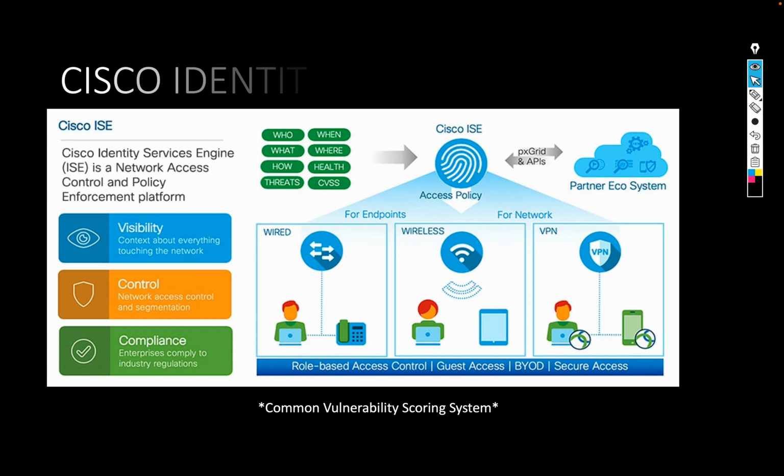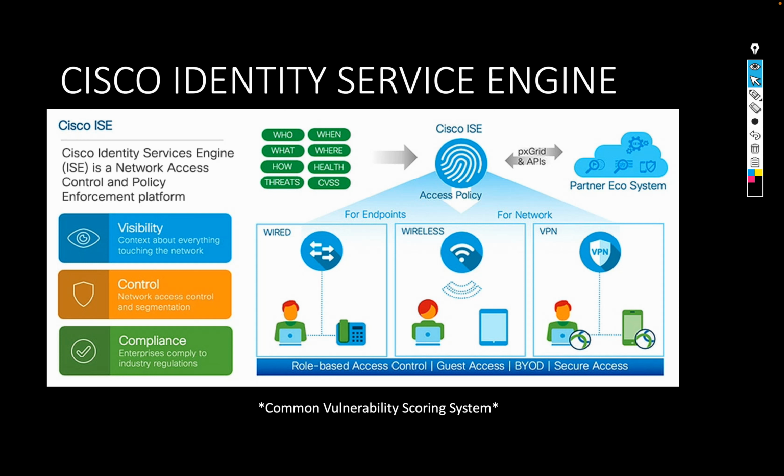So what is ISE? ISE is a network access control and policy enforcement platform. It uses the AAA model to identify who, when, what, where, and how, and to identify the threats. It also has some integrations to get the Common Vulnerability Scoring System information and apply policies based on it.